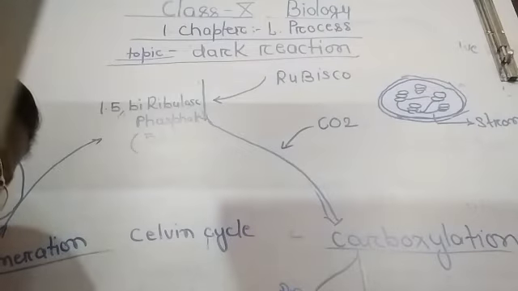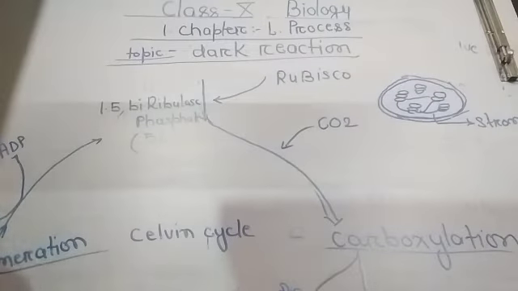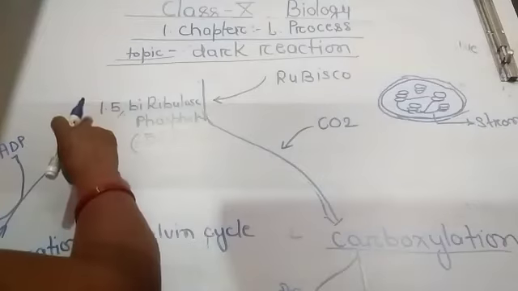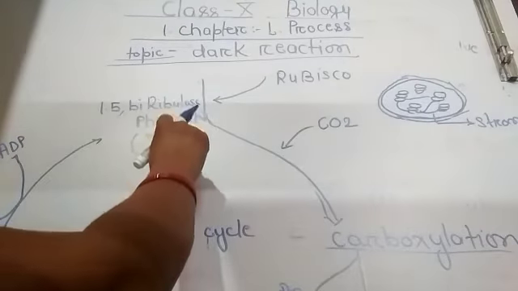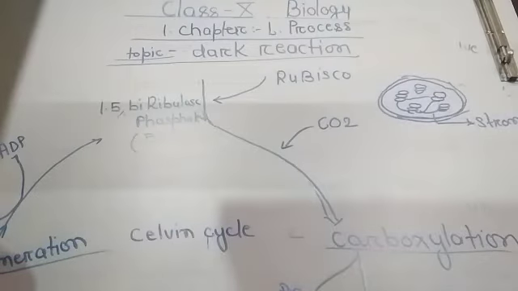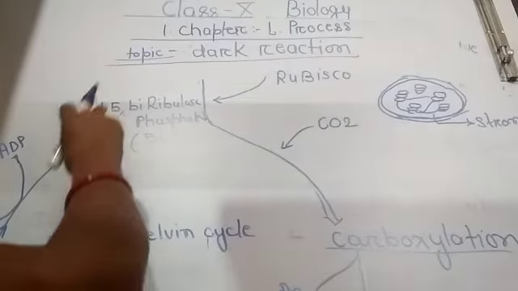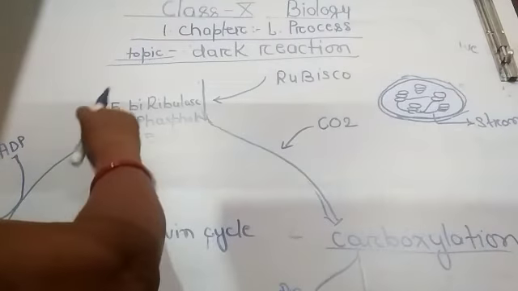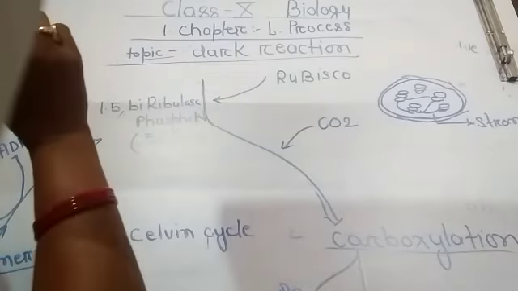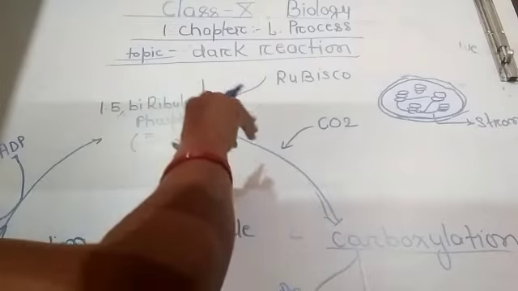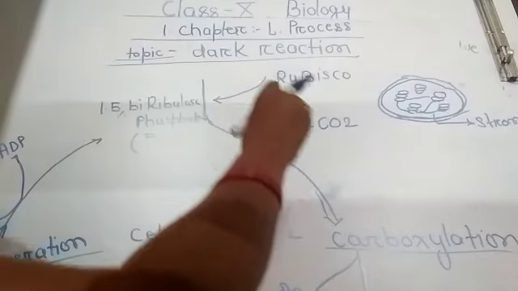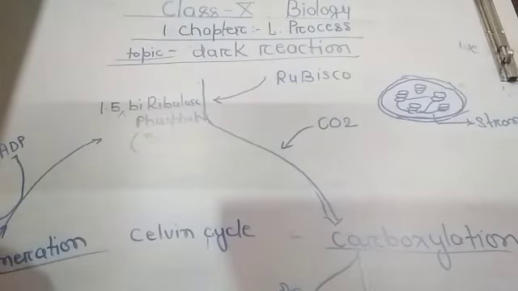Now if we lose 1 carbon from 6, what happens? It regenerates into 1,5-bisribulose phosphate. When 1 carbon is lost, this 5 carbon compound, by using ATP, converts into 1,5-bisribulose phosphate. It is called regeneration, so that the cycle will be continued again and again.